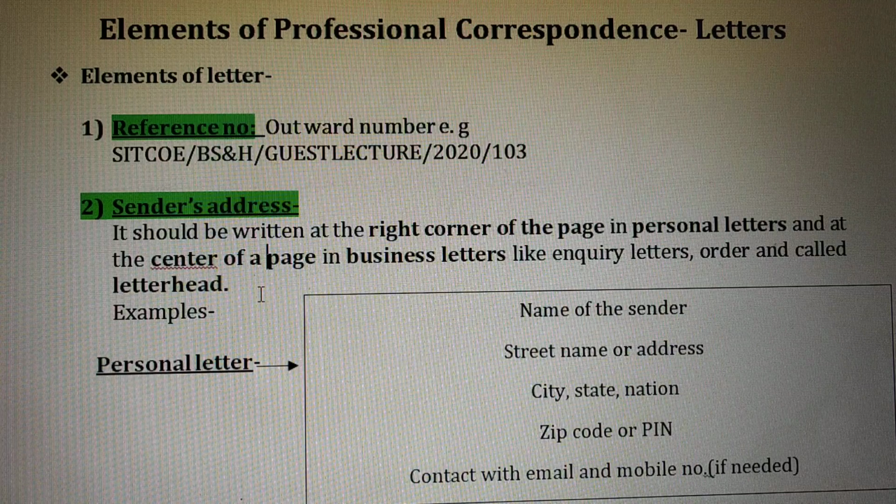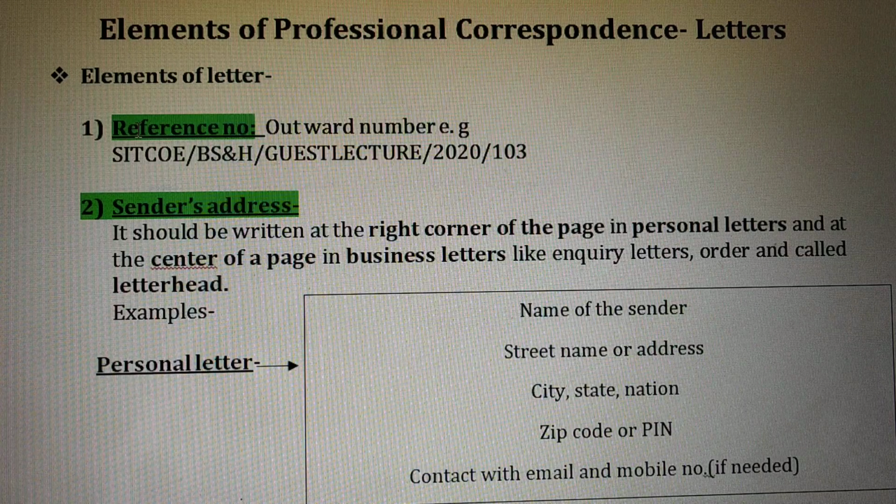First of all, we will see one by one all the elements. Then we will see an example of a letter. Elements of a letter means the points or things that you should write in a letter. Without those points your letter will not be complete as far as professional correspondence is concerned. So the first point is a reference number.